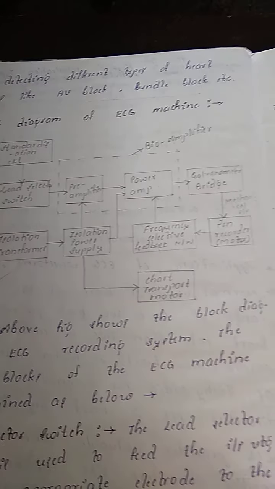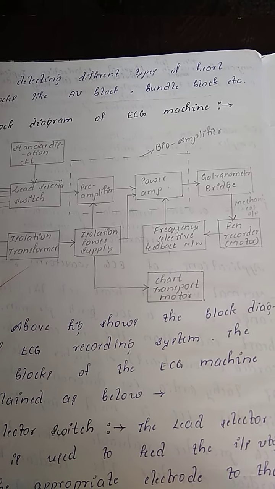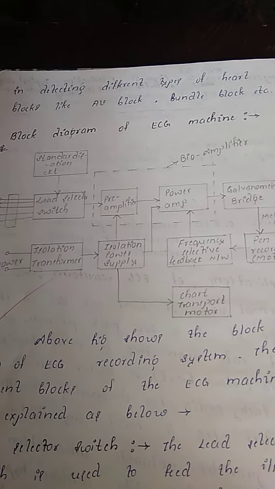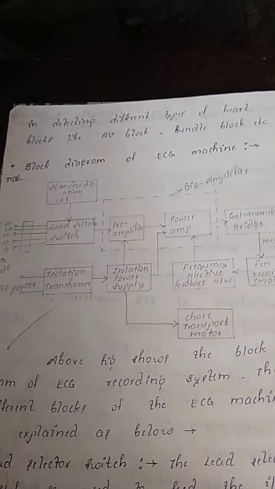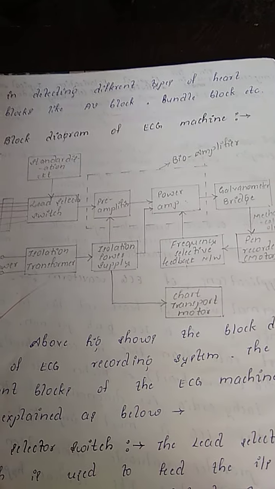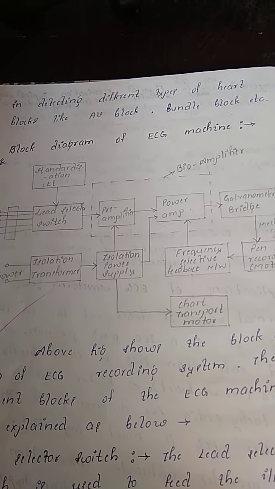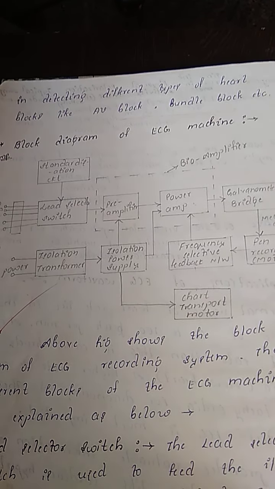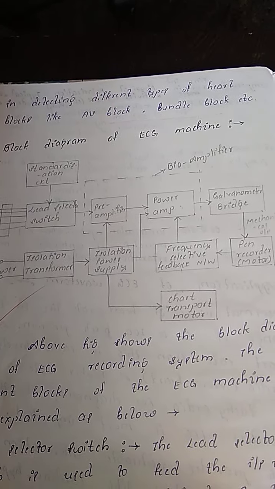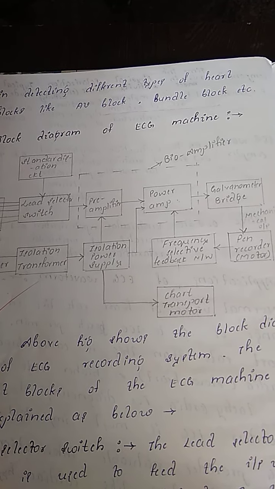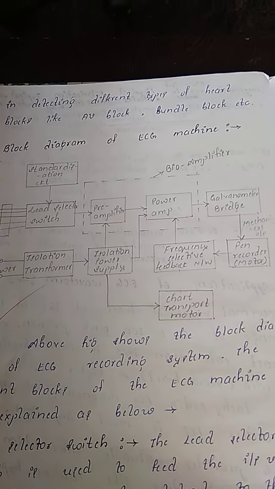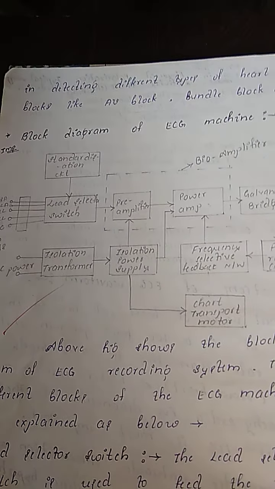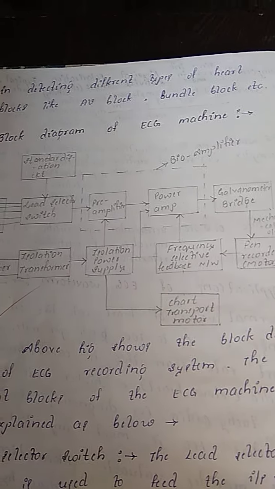I would like to explain some important questions in the second unit, that is biopotential measurements. First, I would like to take the block diagram of the ECG machine, or block diagram of the ECG recording instrument. I think this question may come in the exam for 10 marks, and it is a repeated question in many of the question papers. Here in this block diagram you can observe this.